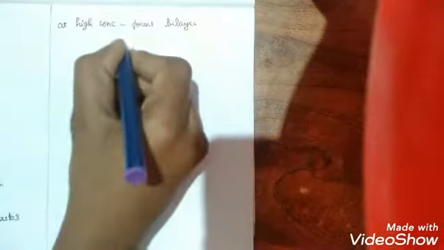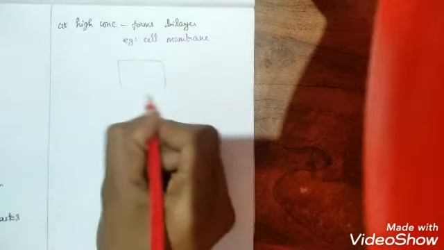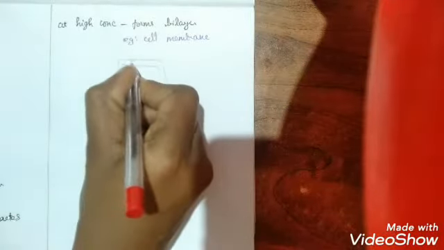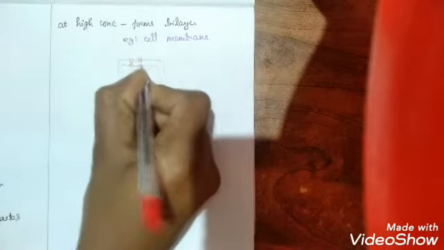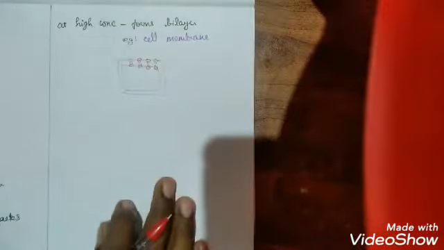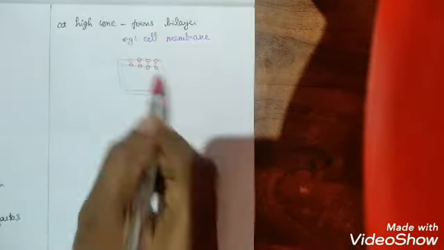Phospholipids at high concentration form a bilayer, that is our cell membrane. They form a lipid bilayer. So this is a cell, and this is our lipid bilayer. Hydrophobic tails are pointing inward and outside are the hydrophilic heads.